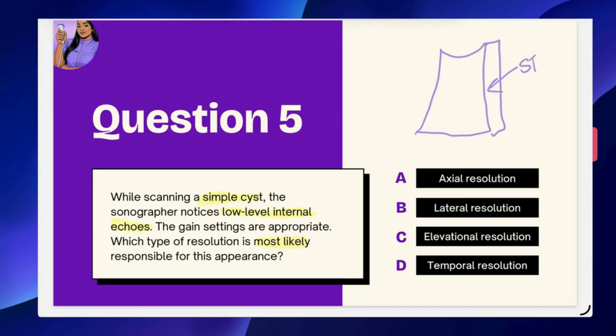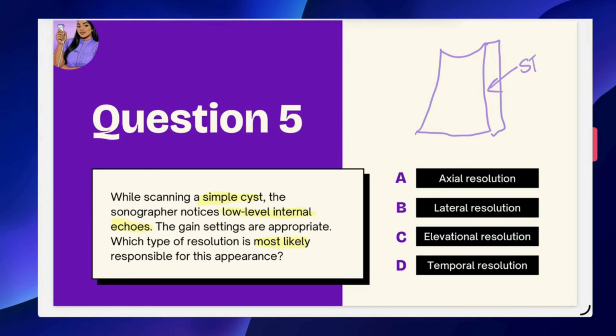Always remember it's going to be certain keywords that apply to certain types of resolution. All right, so axial resolution, they'll usually talk about structures that are along the sound beam, or they might say parallel to the sound beam. And then lateral resolution, they usually talk about side by side or perpendicular to the sound beam. But if they're asking you about a specific type of resolution and talking about low level internal echoes inside of a cyst, or maybe they say the bladder, anything that's usually anechoic, and you know that your settings are correct, you might be dealing with a slice thickness issue.